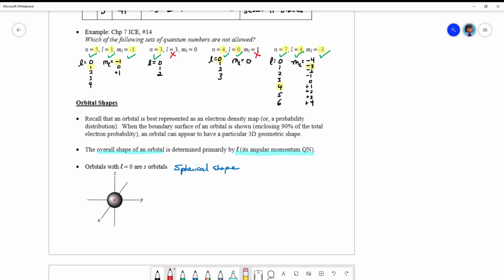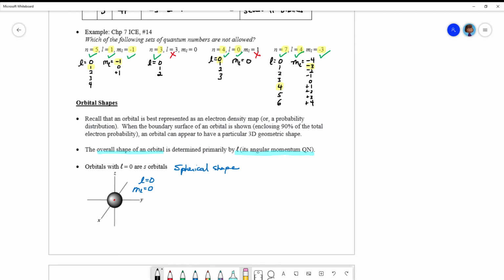Now, this is an orbital with L equals 0. We know that the only allowed M sub L value for this orbital is also equal to 0. So let's write that a little bit better here. When L is equal to 0, the only allowed M sub L value is 0. So what does this tell us? Well, we only got one value for M sub L. And that one value tells us that there is only one spherical s orbital in every s subshell.